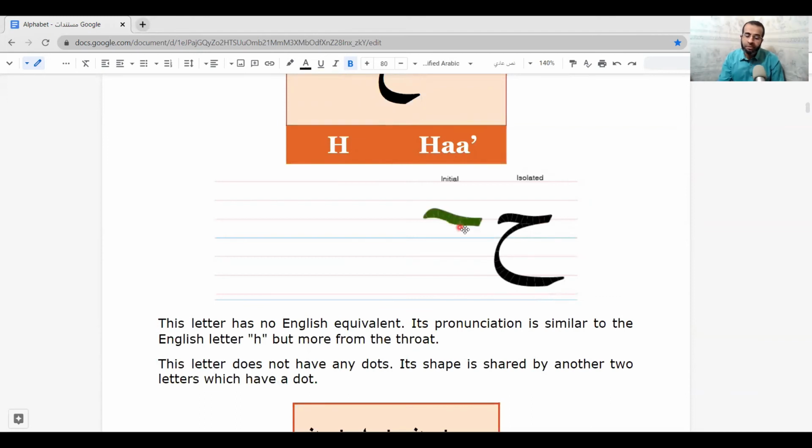When it is initial, we cut this part and keep only the upper part. When it is in the middle, like this. And when it is final, we restore the part in the bottom. Yes, so this is ha. This letter has no English equivalent. Its pronunciation is similar to the English letter H, but more from the throat. Ha, ha.